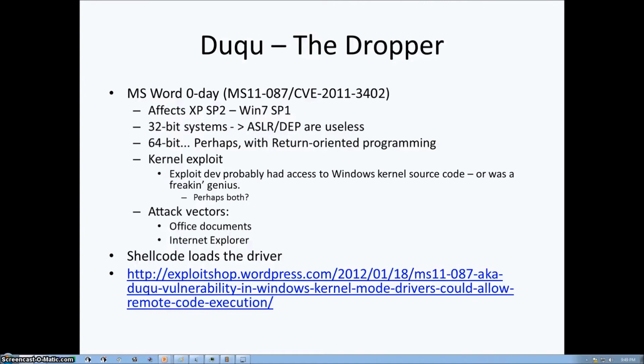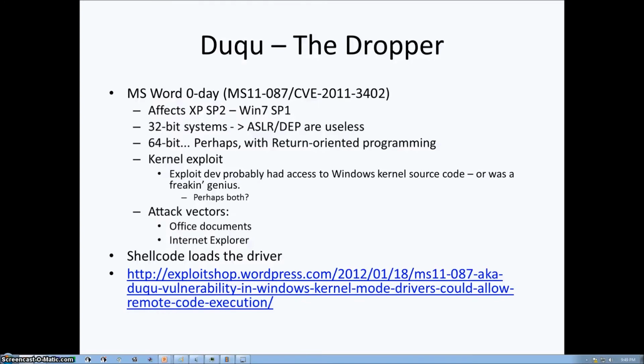And on 32-bit systems, because of the way that this exploit takes advantage of the system and executes, address space layout randomization and data execution prevention are absolutely worthless. From what I read, it's a little bit tougher to exploit 64-bit systems, but it is certainly possible if the attacker is using return-oriented programming in order to take advantage of the system. You guys can look up return-oriented programming later if you don't know what it is. It's a method for running arbitrary code.